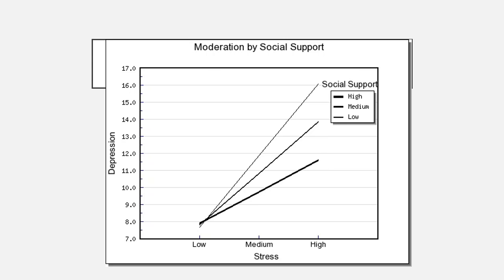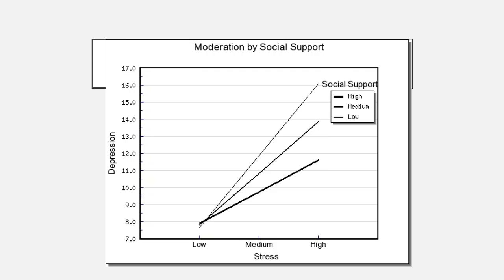Another way that you can visualize moderation is through line charts that look like this. So what we're seeing here is a moderation whereby the correlation between depression and stress is moderated by social support. Now let me explain. Here on these two axes, we see level of depression here on the y-axis and level of stress here on the x.